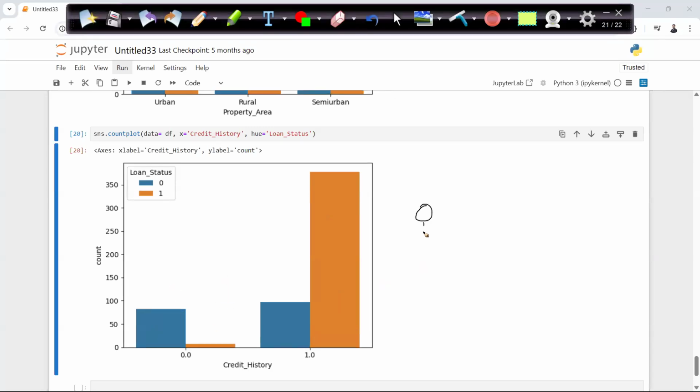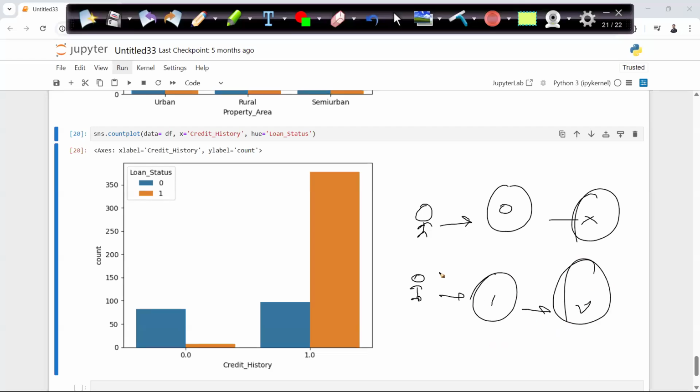If a new customer comes in and his credit history is 0, he will not get the loan. The chances are higher he will not get the loan. If a customer comes in with the credit history as 1, the chances are higher that he will get the loan. Are you guys understanding this plot, all of you? Straightforward, right?